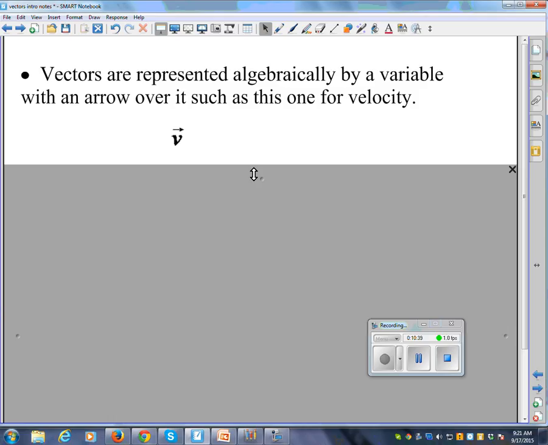So vectors are represented algebraically when you're writing it or when you see it in a textbook. Represented algebraically by a variable, a letter, with an arrow over it like this one for velocity. That little b with the arrow we would call a vector.